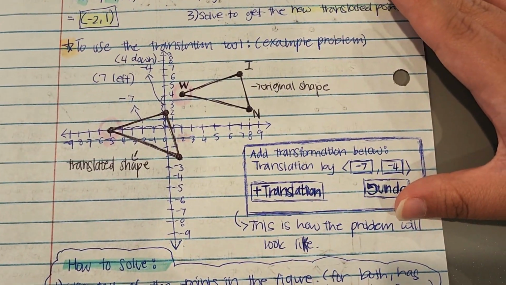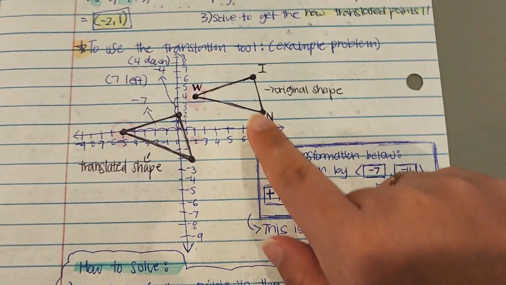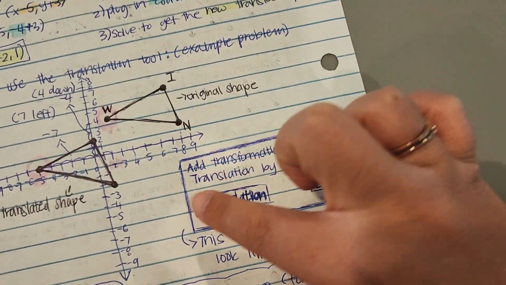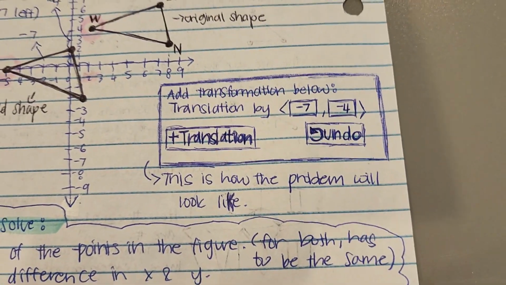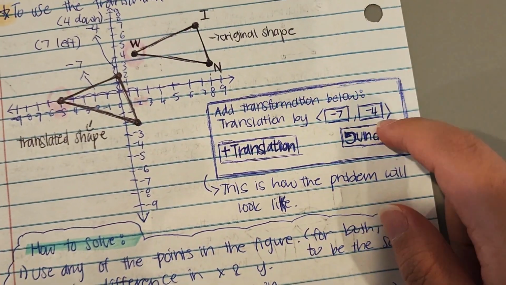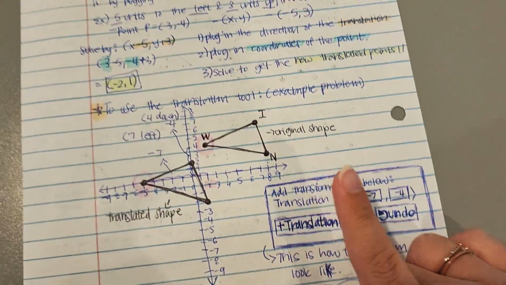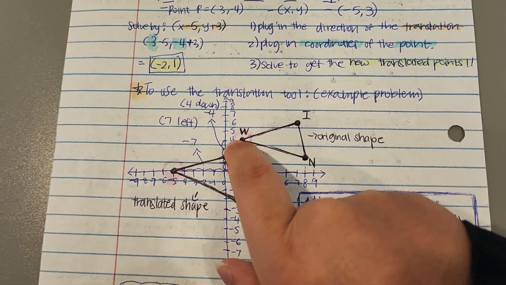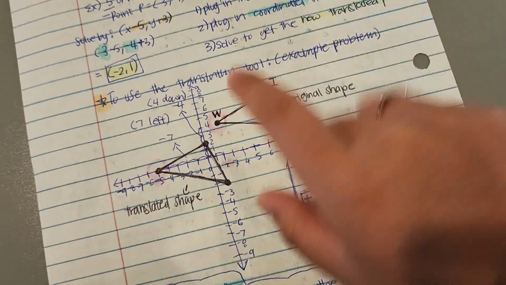To use the translation tool, let's look at the example problem. You might be given 2 shapes, and this is how it would look. The tool will look like this. You put add translation, and you input the values, and you can press undo too. So let's put the translation in. Let's look at the same points. They are both W. This is W prime, W.